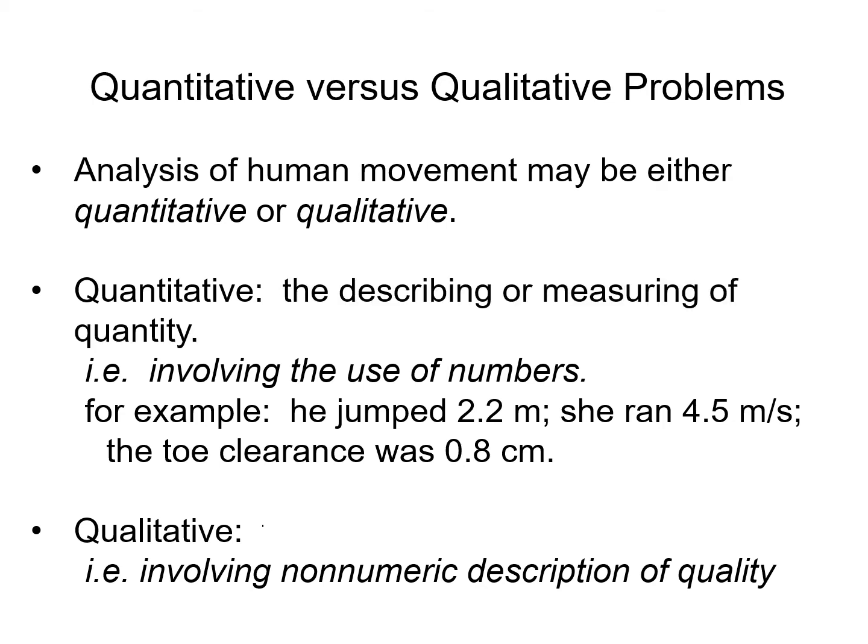When we say quantitative, we're describing the motion using measures and quantities, so we involve the use of numbers. For example, we could say somebody jumped 2.2 meters, or somebody ran 4.5 meters per second with a toe clearance of 0.8 centimeters. We're using numbers and measurements to describe this motion. We can also look at motion through a qualitative lens, and we're involving non-numeric descriptions of this movement. We're just describing the quality of movement.